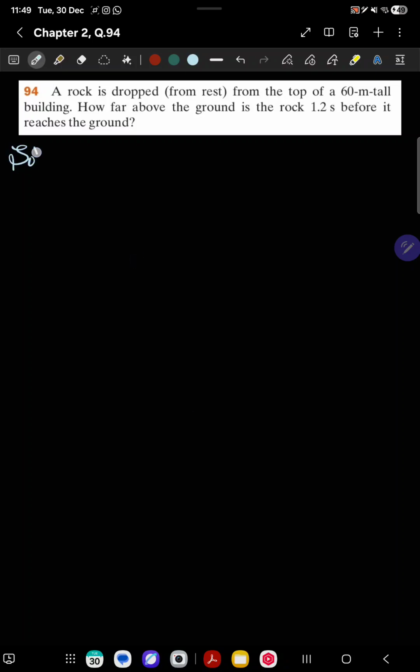So what I can do in this question is draw the situation. Assume this is the 60-meter height, and this rock is just sent here, which means u equal to 0. It's just dropped from rest, and this rock will reach the ground level. We need to find out how far above the ground is the rock 1.2 seconds before it reaches the ground.